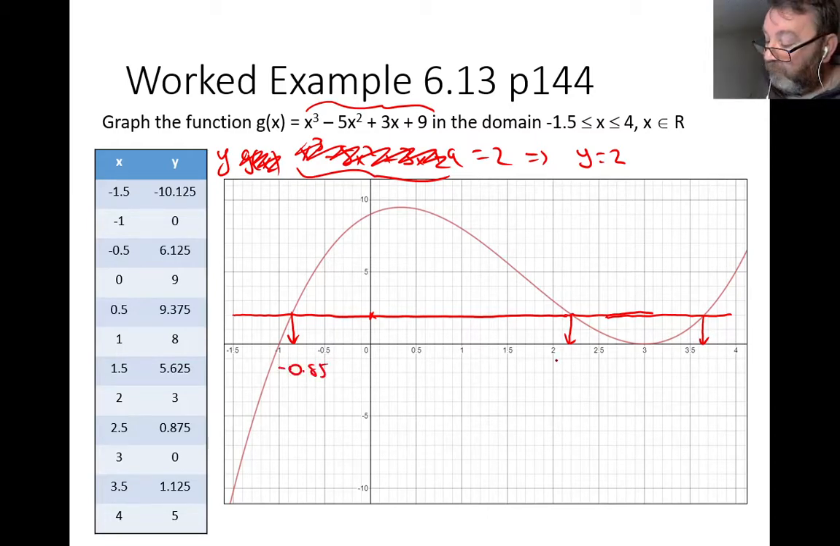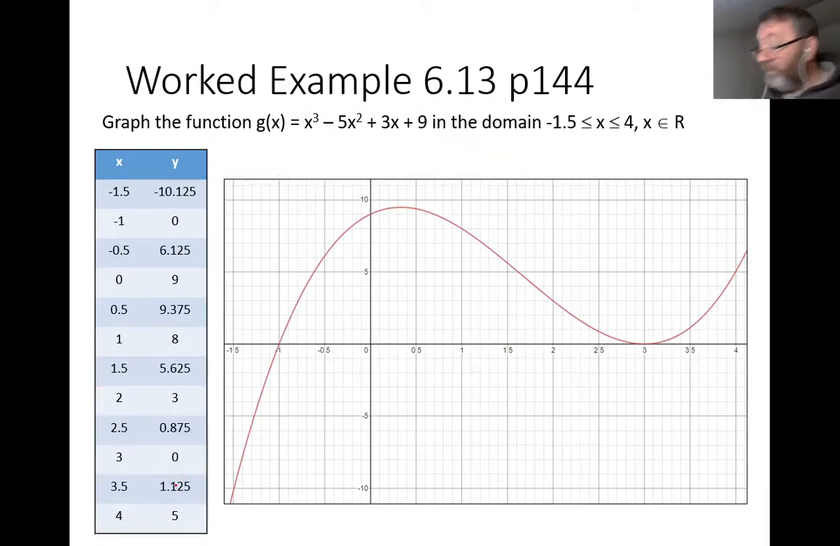This is roughly about 2.2. And this is roughly about 3.7. So they would be the 3 values, or the 3 solutions, of x cubed minus 5x squared plus 3x plus 9 equals 0. Okay, and look at the last one.